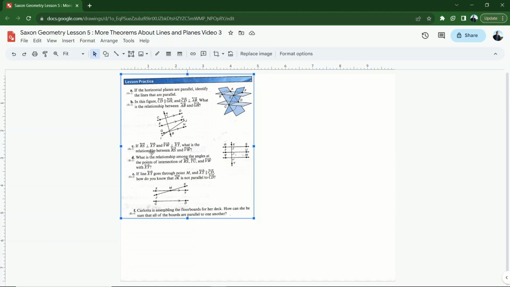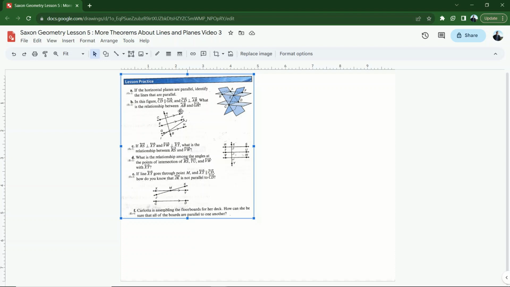If the horizontal planes are parallel, so that's plane BAF and the plane that contains line CD but doesn't have another point on it for me to identify it. So you can see the two horizontal planes. We can identify them as horizontal planes in the picture. They're parallel. We need to identify the lines that are parallel to one another.